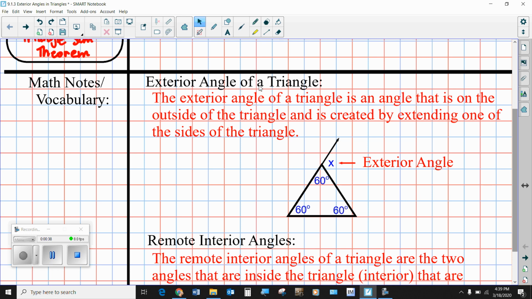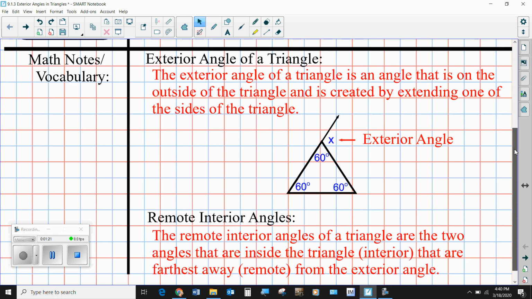So, exterior angles of triangles. The exterior angle of the triangle is this angle right here that is on the outside of the triangle, and it is created by extending one of the side lengths. This is what we're going to be figuring out, how to find the measure of that. Now, some of you, because you understand how supplementary angles work, already know how to find the measure of this angle. But I'm going to show you that if we don't have this piece of information, that this is a 60-degree angle, there's still a way that you can figure out what that angle's measure is. And it involves knowing what the two remote interior angle measures are.